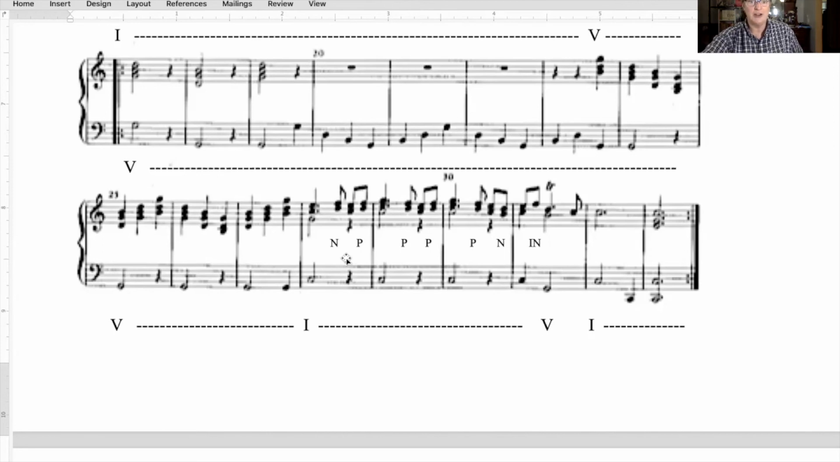A neighbor tone connects by step 2 notes that are the same. So here in measure 28, the F connects the E before it with the E that's after it. And the D connects the C that's before it with the C that's after it. So we would say that these are upper neighbor tones. Over here in measure 30, the D and the B are lower neighbor tones, connecting the E with the E and the C with the C.